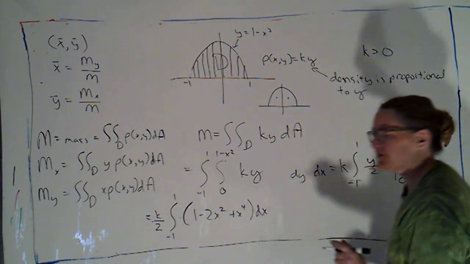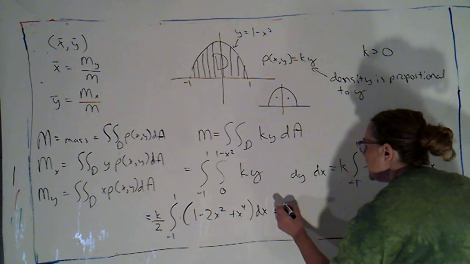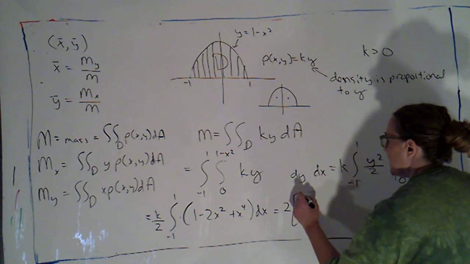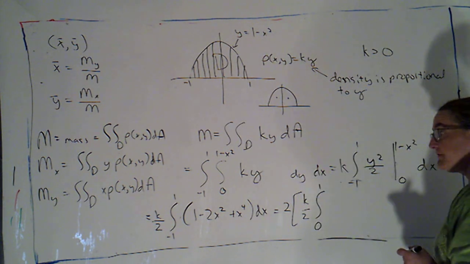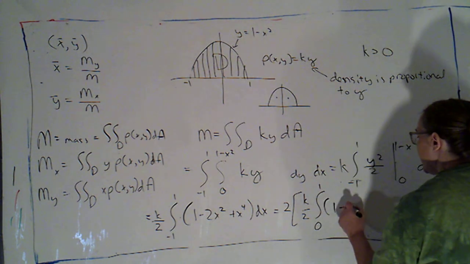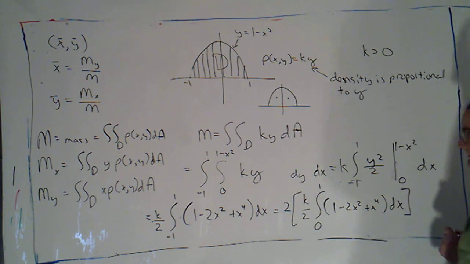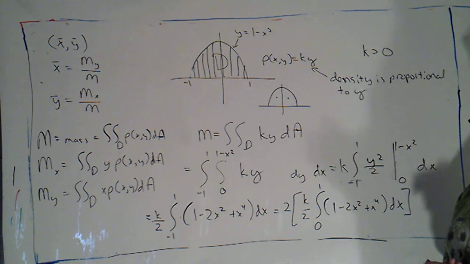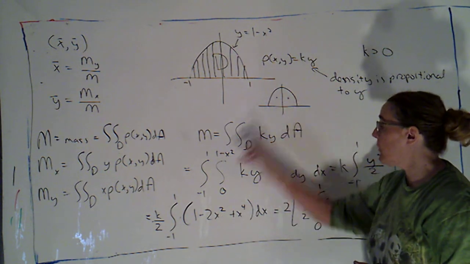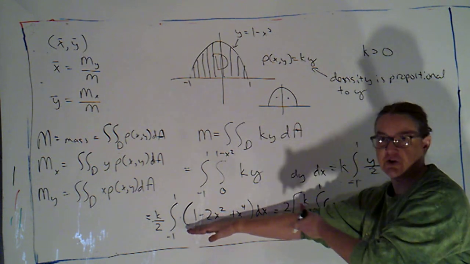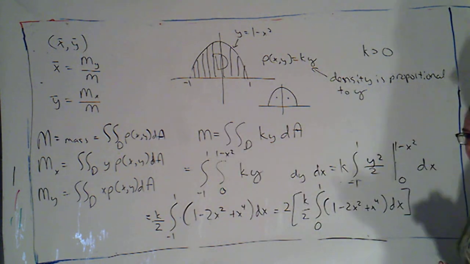That's going to make it a little bit nicer, because then I get, as my lower limit of integration, 0 instead of -1. So I'm going to say this is 2 copies of k over 2 times the integral from 0 to 1, just taking advantage of the symmetry, 1 minus 2x squared plus x to the fourth dx. Really important if you are using symmetry, it's not enough that the shape is symmetric. Mirror image points have to have the same value for the function that you're integrating. Okay. And if you're not sure, I would just keep the limits the same and just work it out.